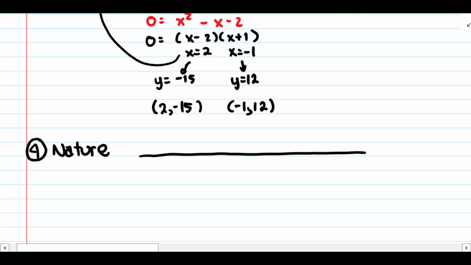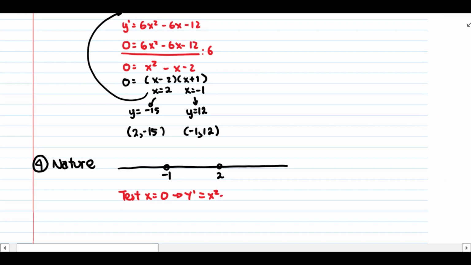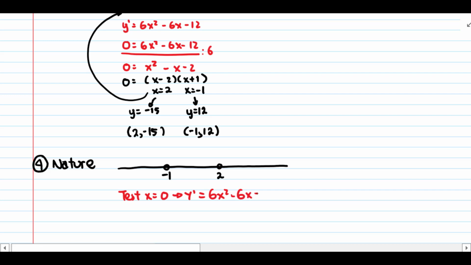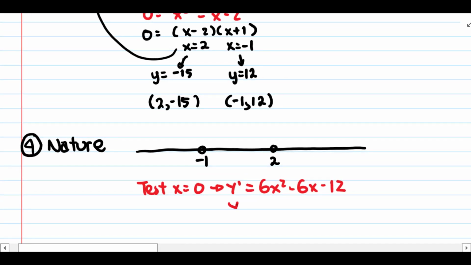To sketch, you have to prepare the number line, and then I will put the negative 1 and also 2, and then I will test for x equals 0 into the y accent. The y accent is 6x squared minus 6x minus 12. So the result will be negative 12. We only need the negative. So 0 is right here. The area will be negative. And for this one, it will be positive. And this one also positive.